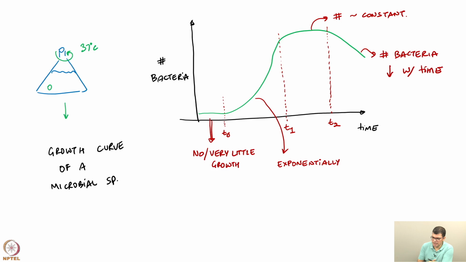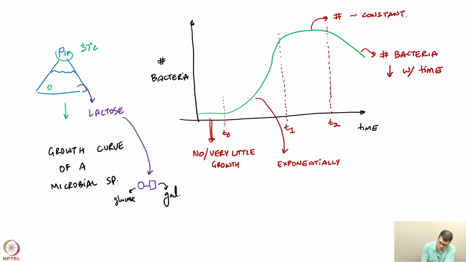Let's try and understand what is happening in each one of these phases. What we discussed in the last video was that the carbon source that's present here is lactose. Lactose is a disaccharide of glucose and galactose. Let's say the circle represents glucose, the square represents galactose. When glucose and galactose are linked together, the resulting disaccharide, which is 2 sugar molecules, is referred to as lactose.